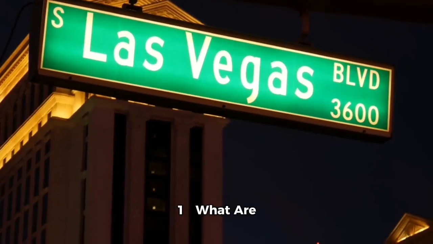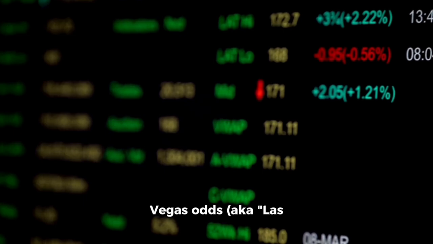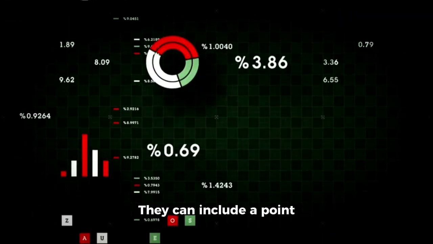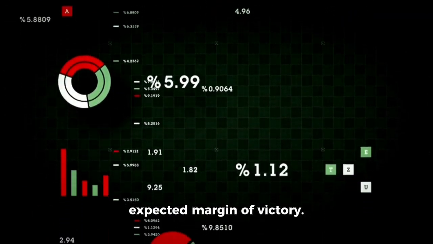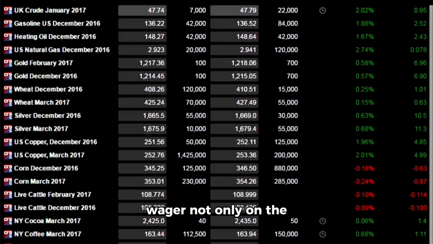What are Vegas odds? Vegas odds, aka Las Vegas odds, are a form of American moneyline odds used in sportsbooks. They can include a point spread representing the expected margin of victory. This allows bettors to wager not only on the winner but over or under the bookmaker's predicted point spread.